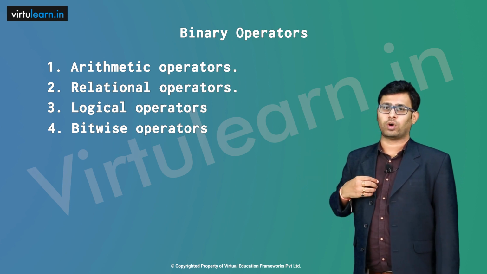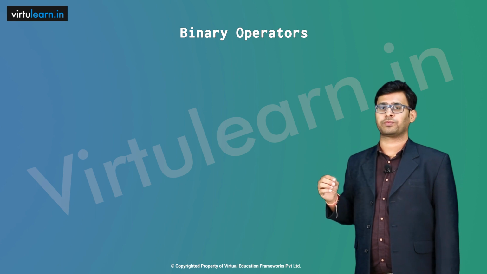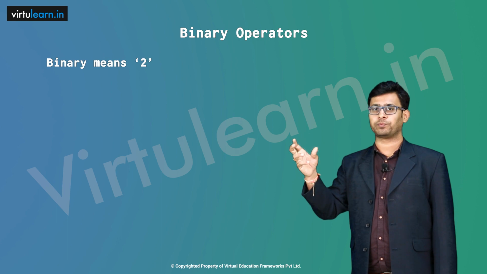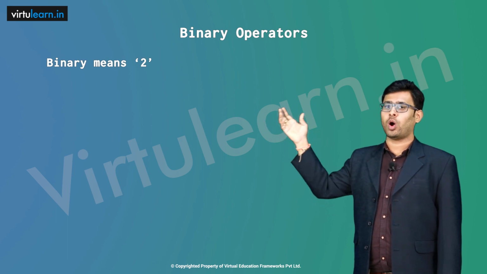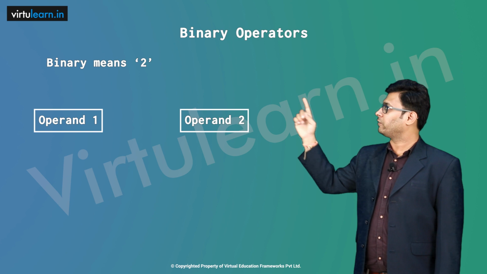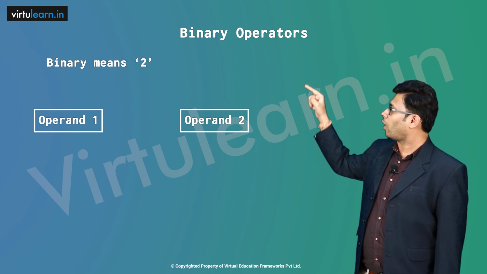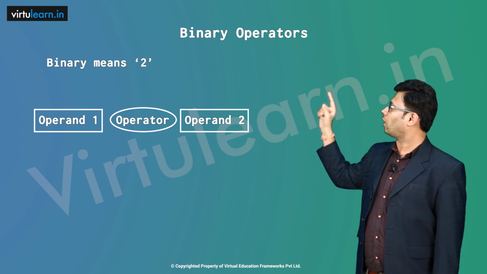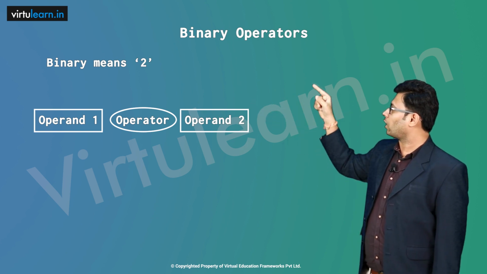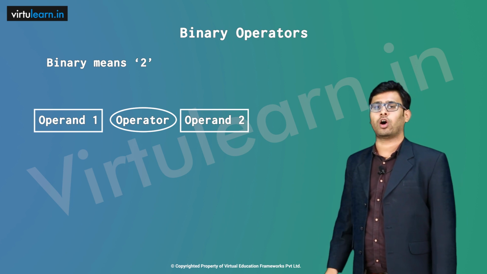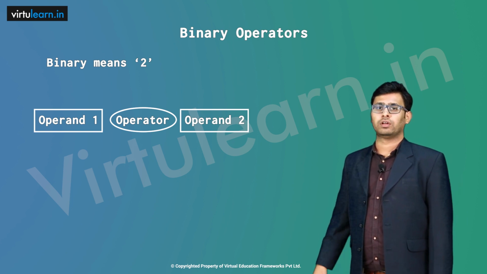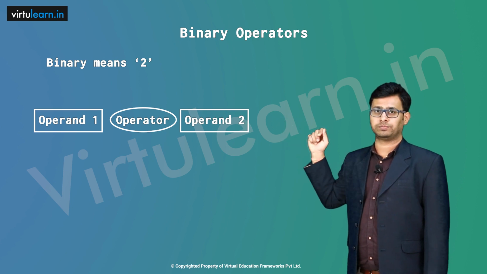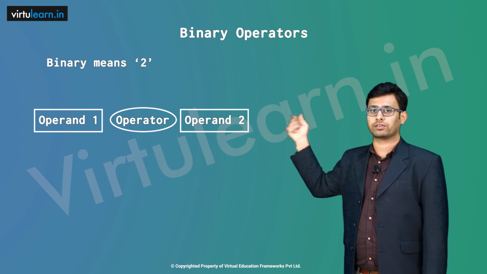First, let us understand what binary operators are. The name itself says binary, which means 2. There should be 2 operands, and in between the 2 operands, there is an operator. Operand 1, operand 2, and an operator in between the 2 operands. That is why we call it a binary operator.